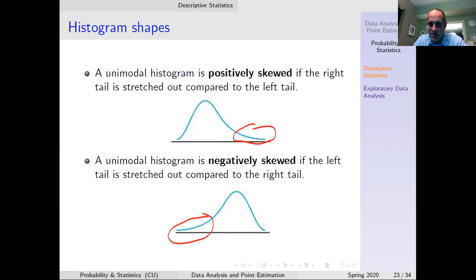There are plenty of distributional situations you can find yourself in where this sort of thing happens. Exponential distributions are positively skewed, right? Those exponentially decay, and so you see this long tail off to the right, and there's not even a tail at all on the left. It's a positively skewed distribution.